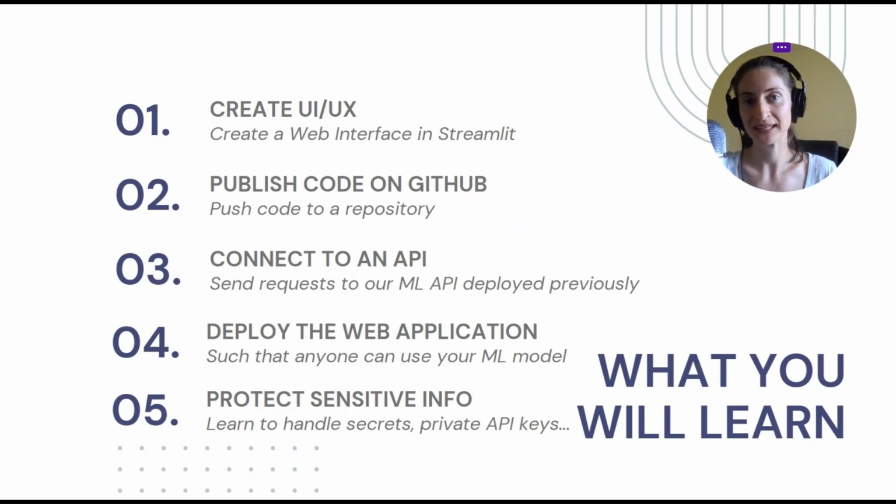To build our web application, we are using Streamlit, which is very intuitive, accessible as a Python package. It is very easy to use. It has a free tier and also very nice documentation. Then we publish the code on GitHub. We are going to connect to our machine learning API that we deployed in the cloud in Render in the previous video. And then we are going to deploy the web application and learn how to handle sensitive information like API keys, passwords, and so on.